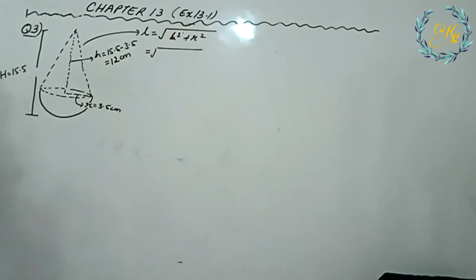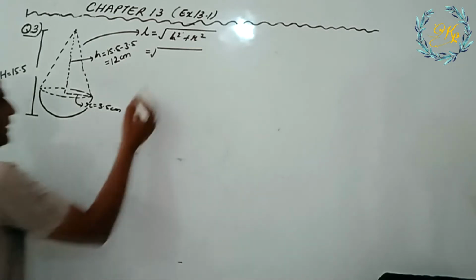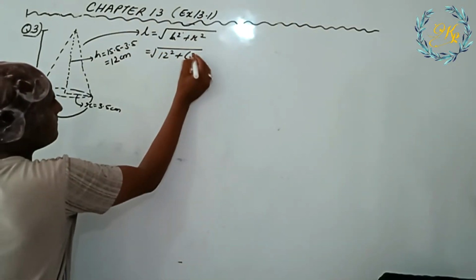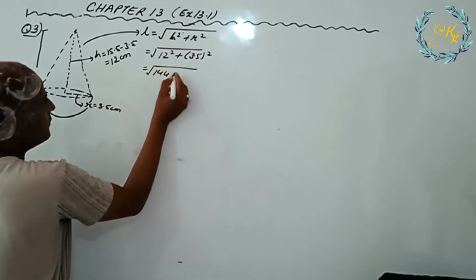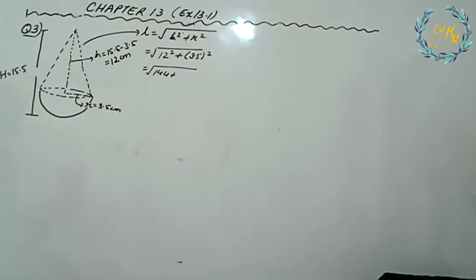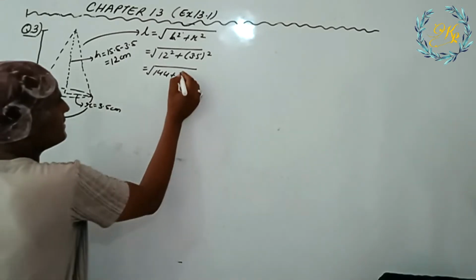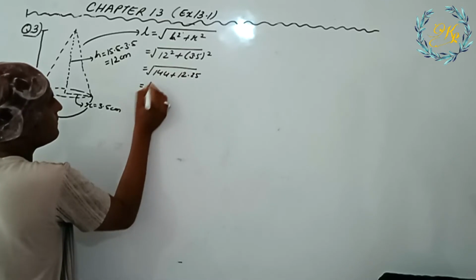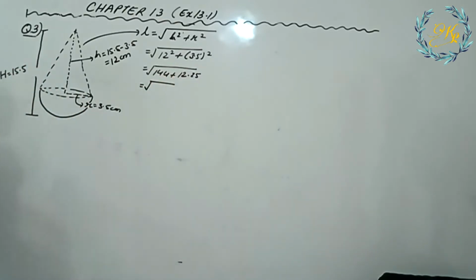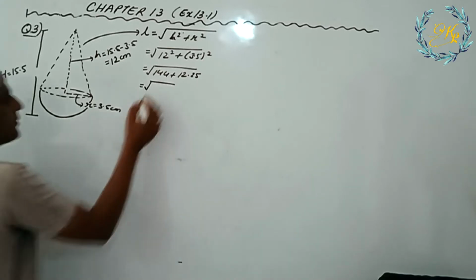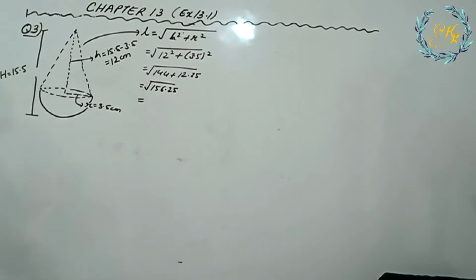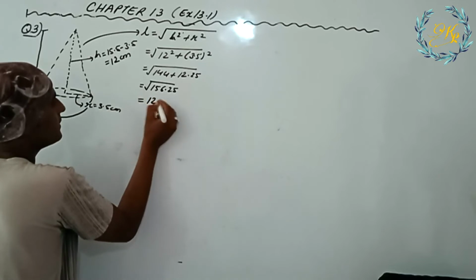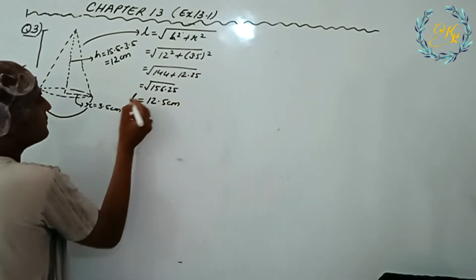Replacing these alphabets with the values, we get 12 square plus 3.5 whole square. You get the answer as 144 plus, when you multiply 3.5 and 3.5, you get the answer as 12.25. Adding both these values, we get the answer as 156.25. And using the square root by division method, you can solve this value and you get the answer as 12.5 centimeters. So this is the value of slant height.